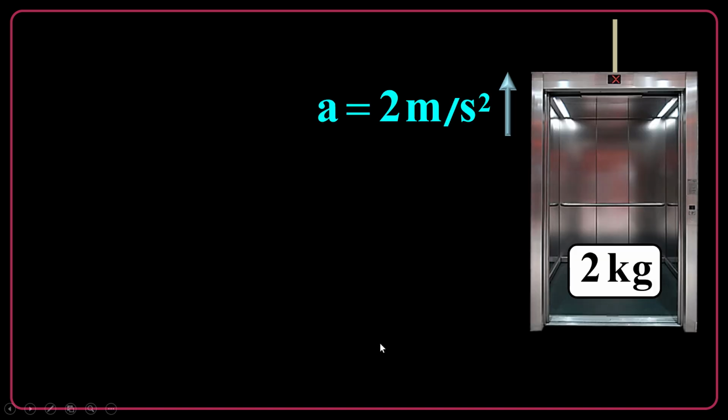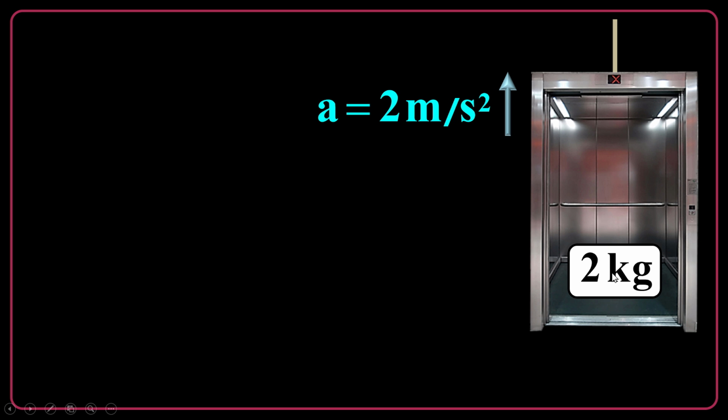Look at this one. Here I have an elevator. The object is in an elevator, and the elevator is basically accelerated. The acceleration is 2 meters per second squared upward. This object is part of that elevator. So the object must be also accelerated with the same acceleration. It's very important. If the elevator is accelerated, all the objects which are part of that and are carried by that elevator will have the same acceleration.